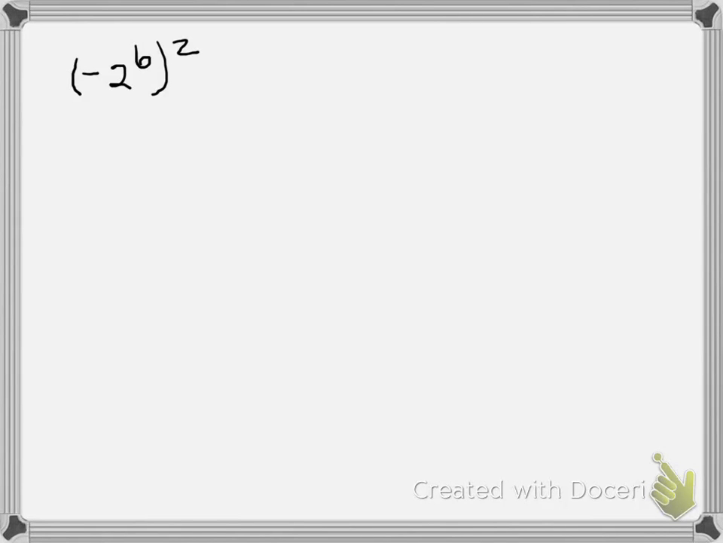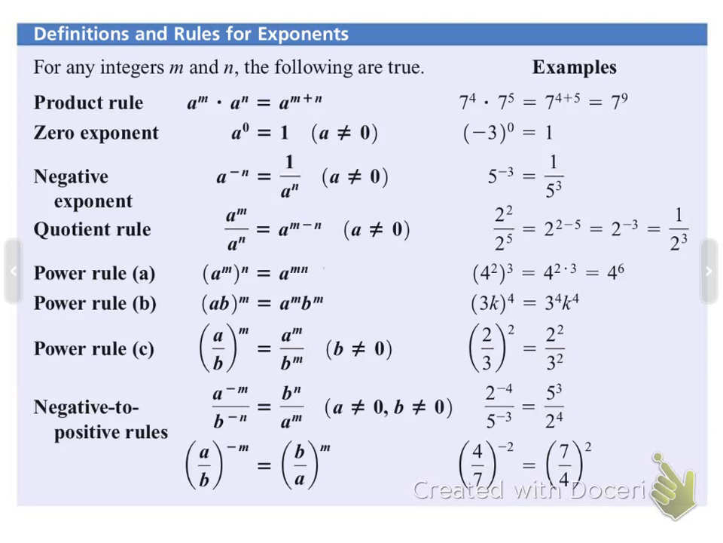We are told to use the rules for exponents to simplify this expression and put the answer in exponential form. So let's look at the rules for exponents. There's the product rule. If we're multiplying like bases, add exponents. The zero exponent rule, any value to the zero power is 1.